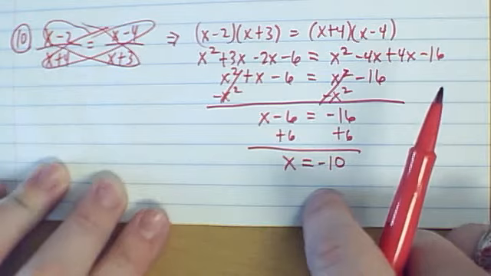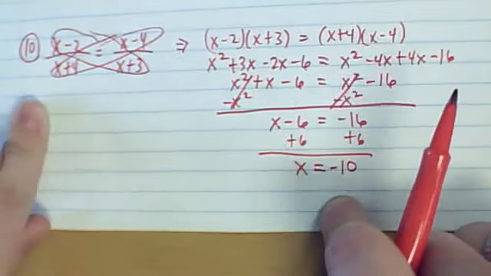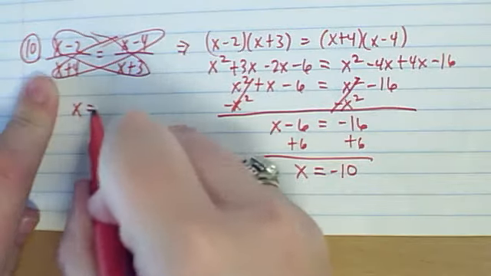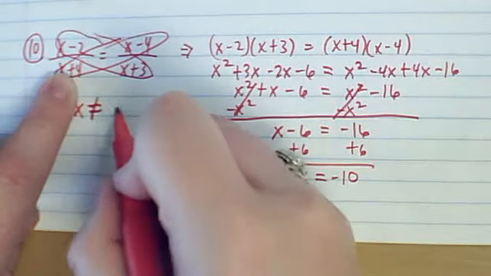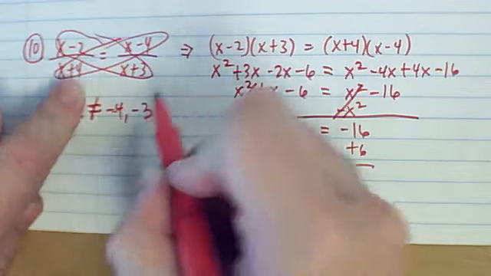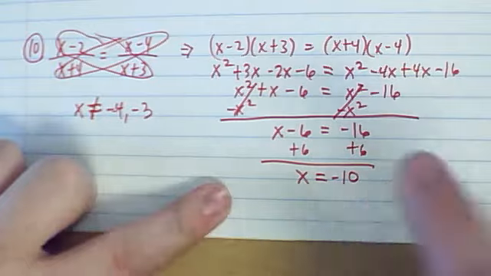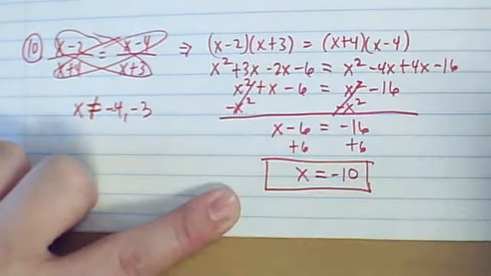Now, it says check your solutions. The way we can check our solutions is to look at our restrictions from the beginning. From the beginning, x cannot be negative 4 or negative 3. Is that one of our restrictions? No, so this is our answer.